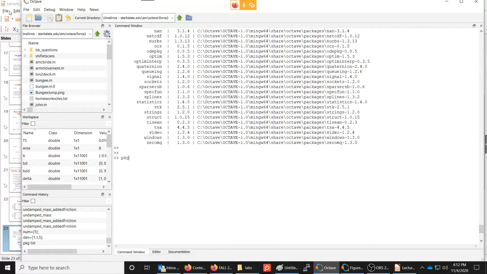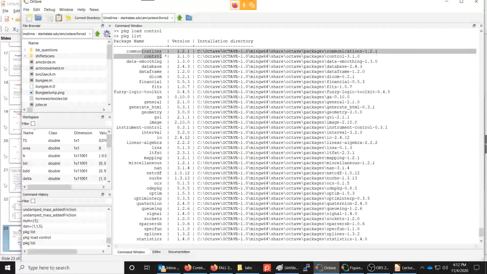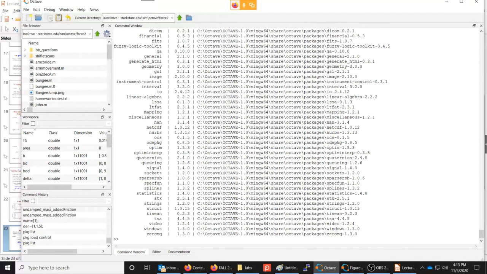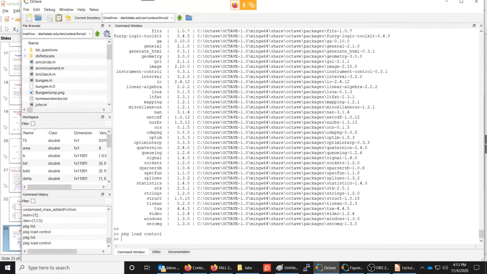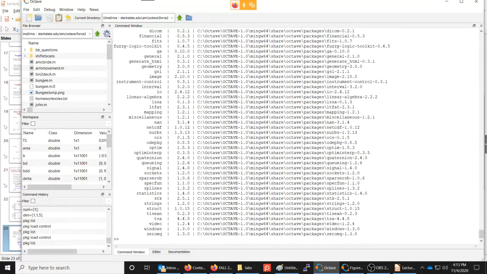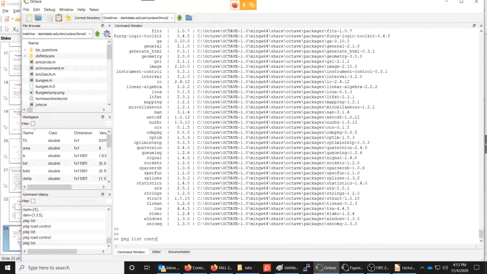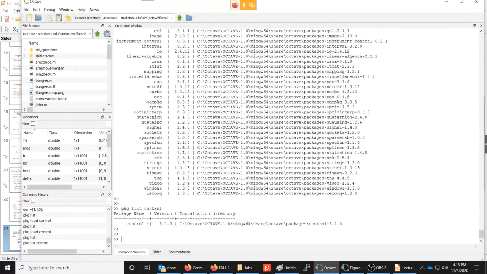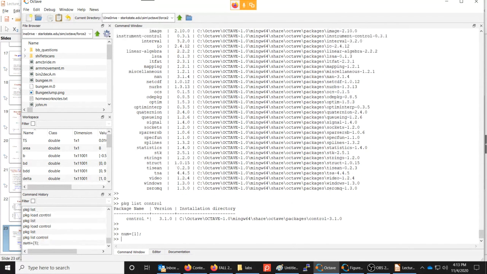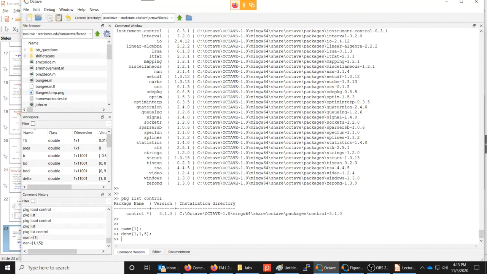So you can do package, load, control. And so now if you list it, notice it'll have a star across that shows that it's been loaded. Okay. So you have to have the package installed, and then you have to load the control package. You can just list control if you want. I was just messing around. I installed practically every package they have for Octave here. But all right, so we have our numerator and our denominator.